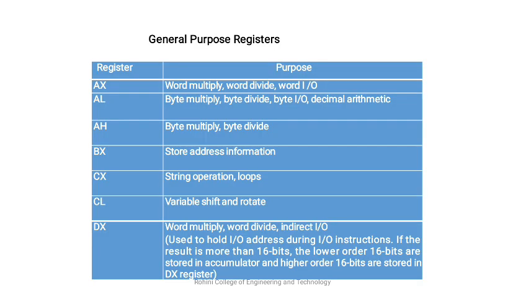General purpose registers. AX: word multiply, word divide, word input output. AL: byte multiply, byte divide, byte IO, decimal arithmetic. AH register: byte multiply and byte divide. BX register stores address information. CX register is used for string operations and loops. CL register: variable shift and rotate. DX register: word multiply, word divide and indirect IO.